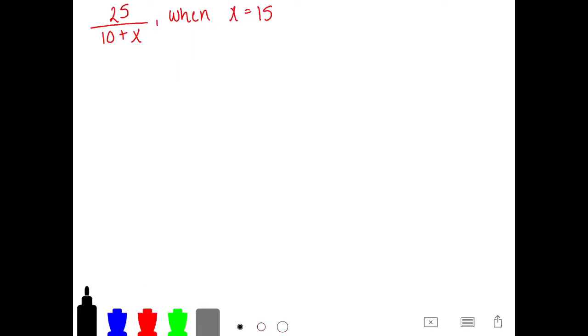Here, we're given the problem 25 over 10 plus x when x is equal to 15. So, rewriting the problem, plugging in our x, we have 25 over 10 plus 15, which is equal to 25 over 25 because 10 plus 15 is 25. And if you divide those two numbers, you get 1.